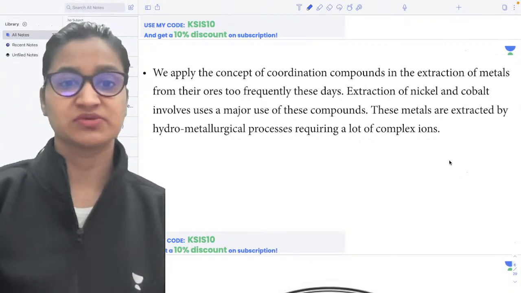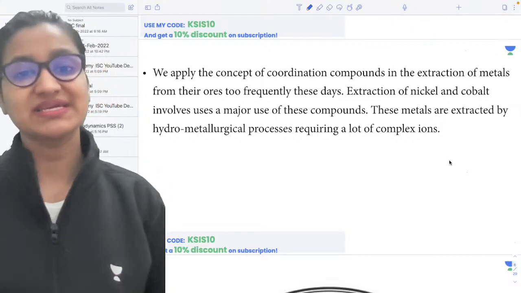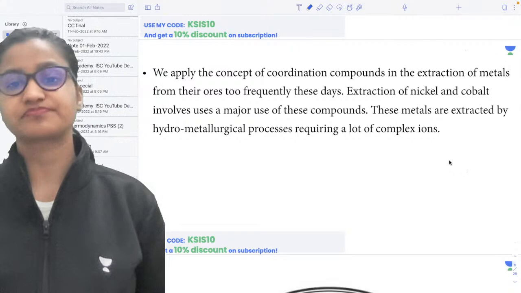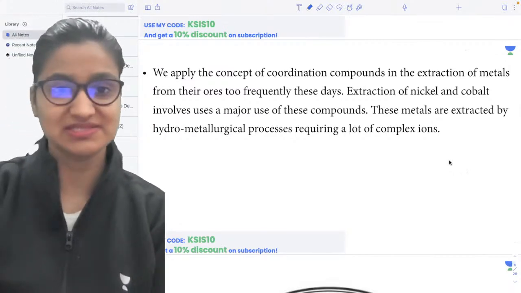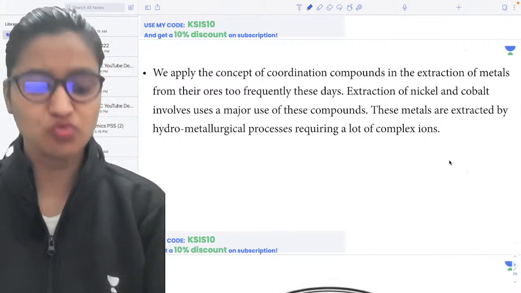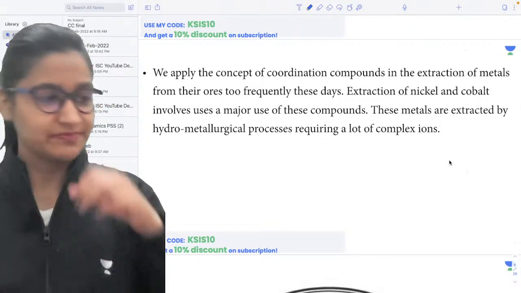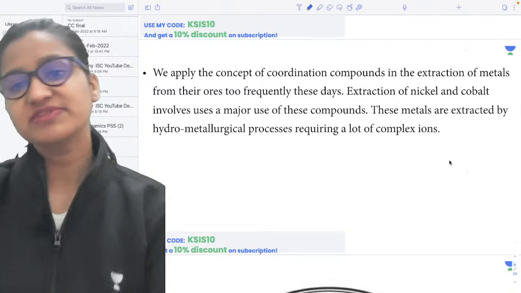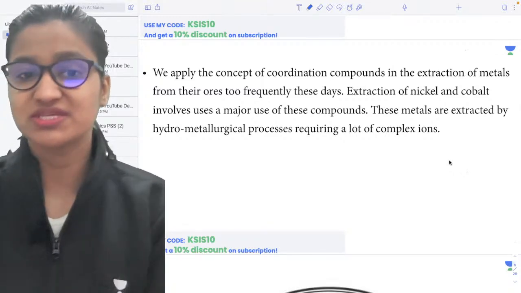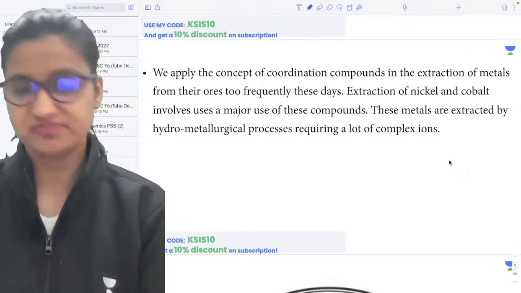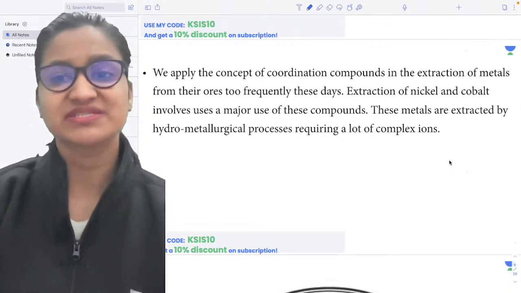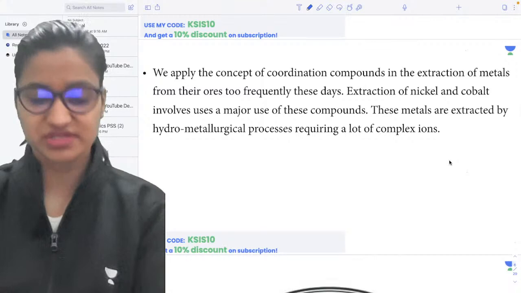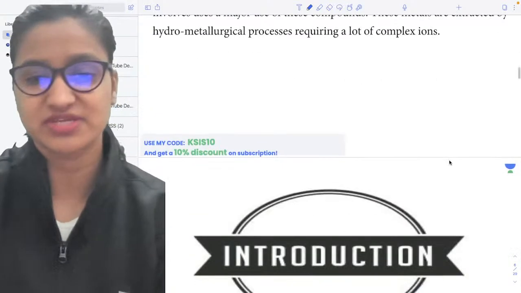That's why. Okay. So yes, we apply the concept of coordination compounds in the extraction of metals from their ores too frequently these days, right? So extraction of nickel and cobalt uses a major use of these compounds. These metals are extracted by hydrometallurgical processes requiring a lot of complex ions.